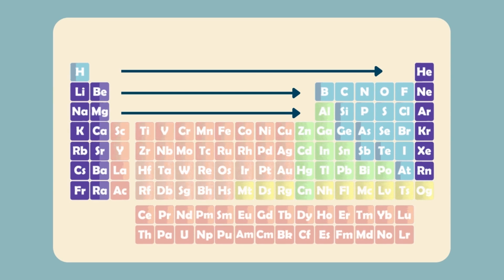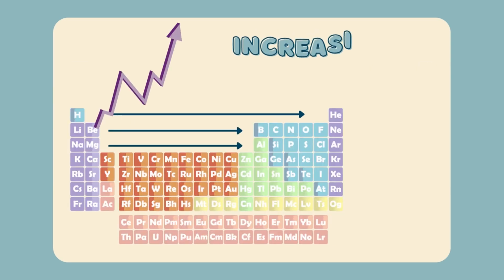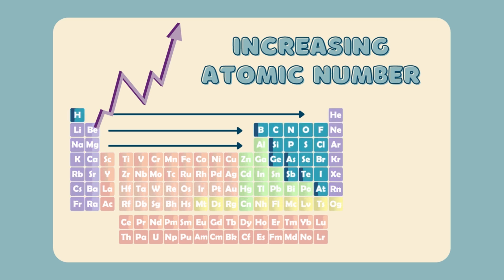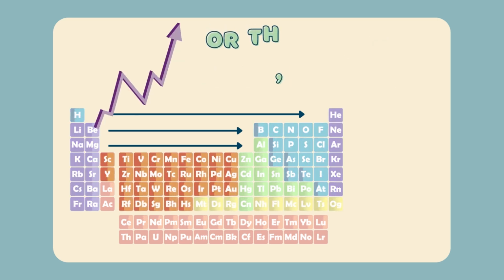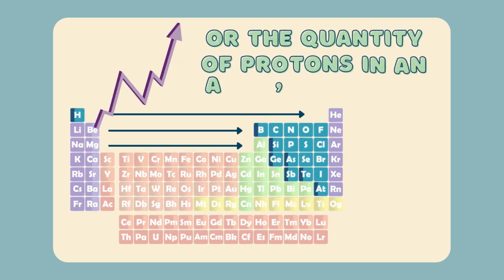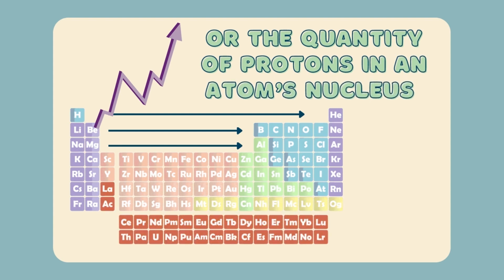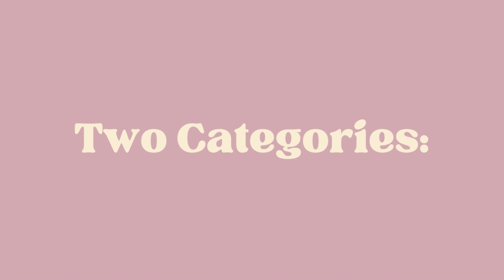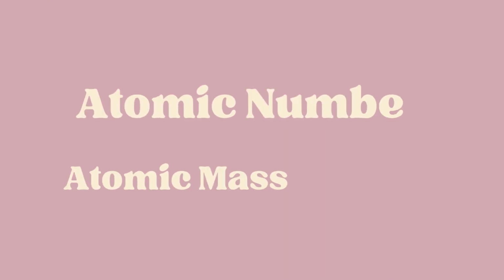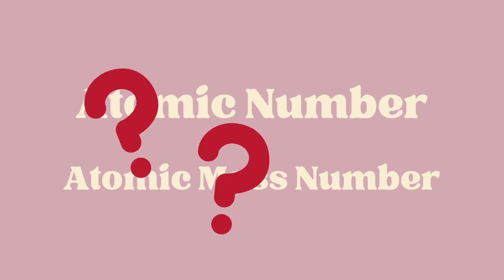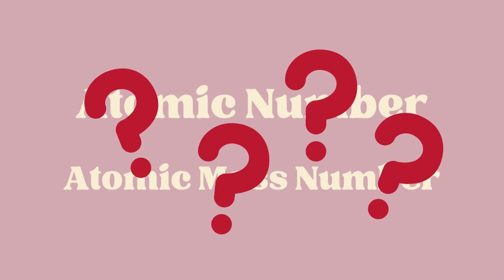Well, the periodic table is composed of the properties of an element that are arranged in order of increasing atomic number, or the quantity of protons in an atom's nucleus, which typically corresponds with increasing atomic mass. We can separate this topic into two categories, the atomic number and the atomic mass number. So, what are the atomic number and atomic mass number, and how do they relate to one another?